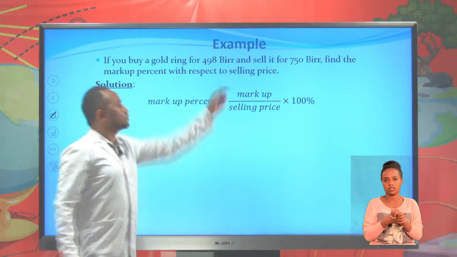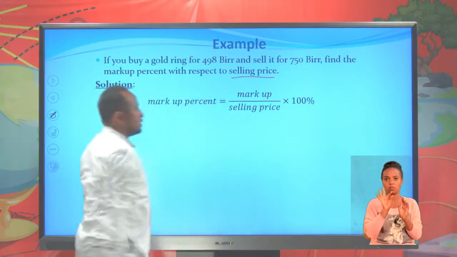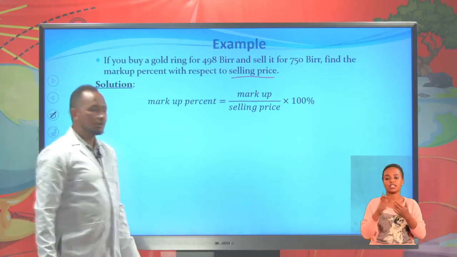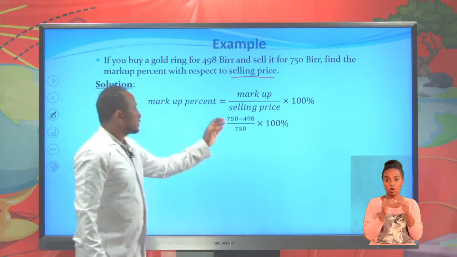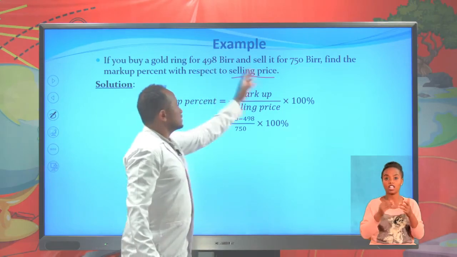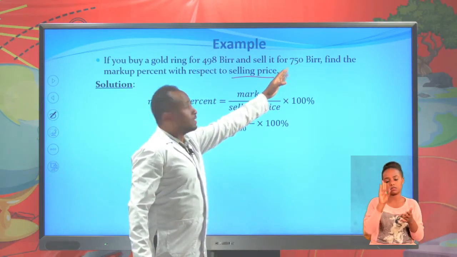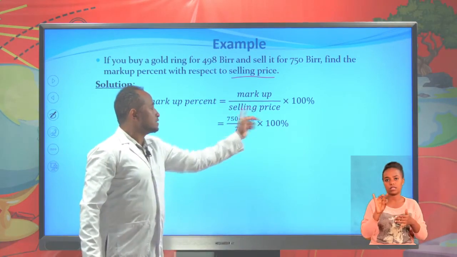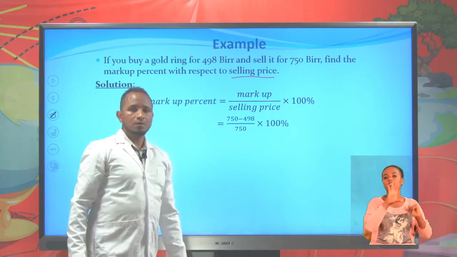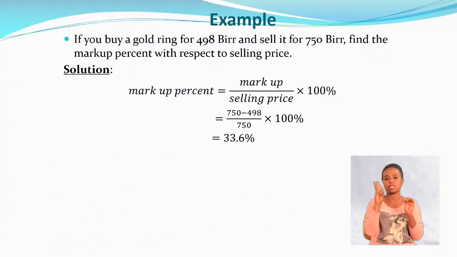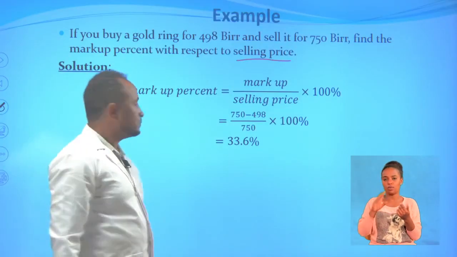Markup percent with respect to selling price is given by markup divided by selling price times 100%. Therefore, this is equal to, markup is the difference between selling price and cost price. The selling price is 750, given here, and the cost is 498. So 750 minus 498, divided by the selling price, 750, times 100%. So this is equal to 33.6%. This is the markup percent with respect to selling price.